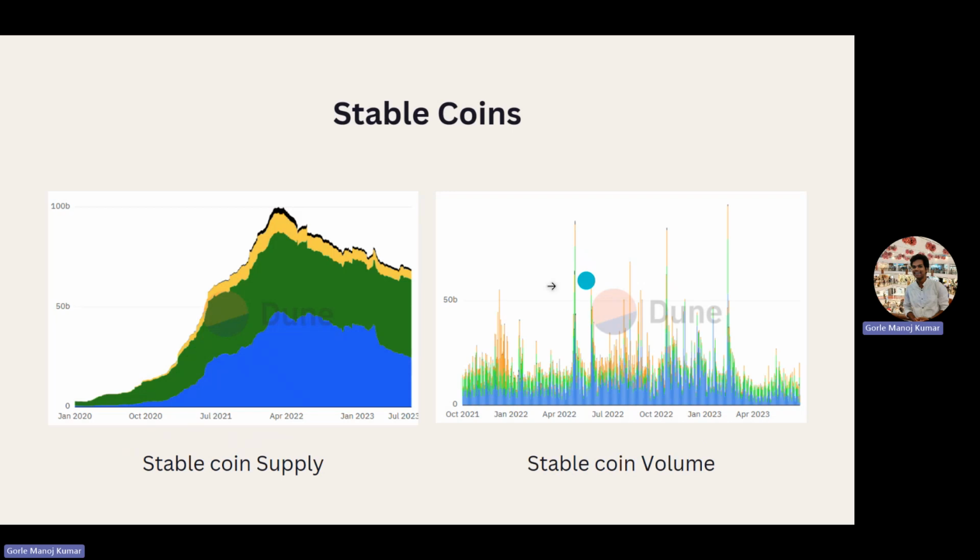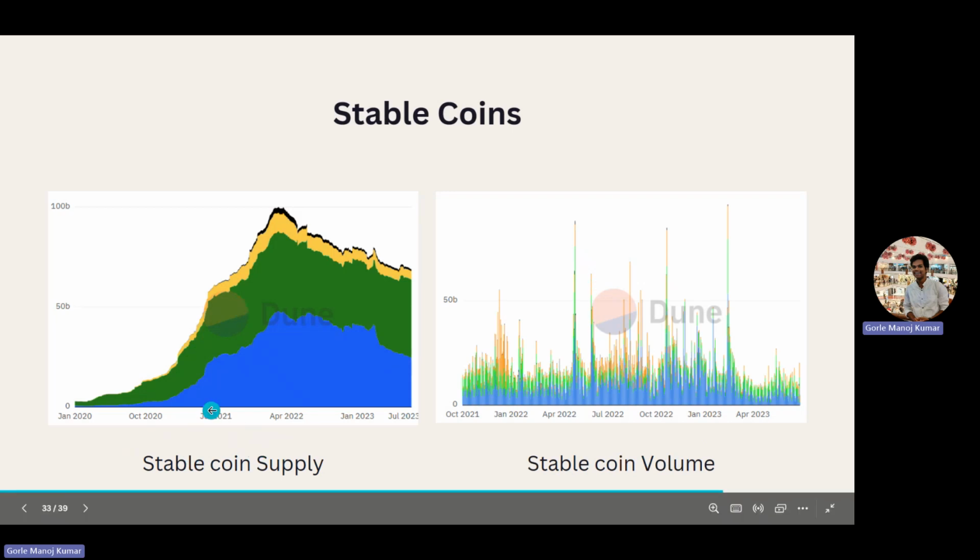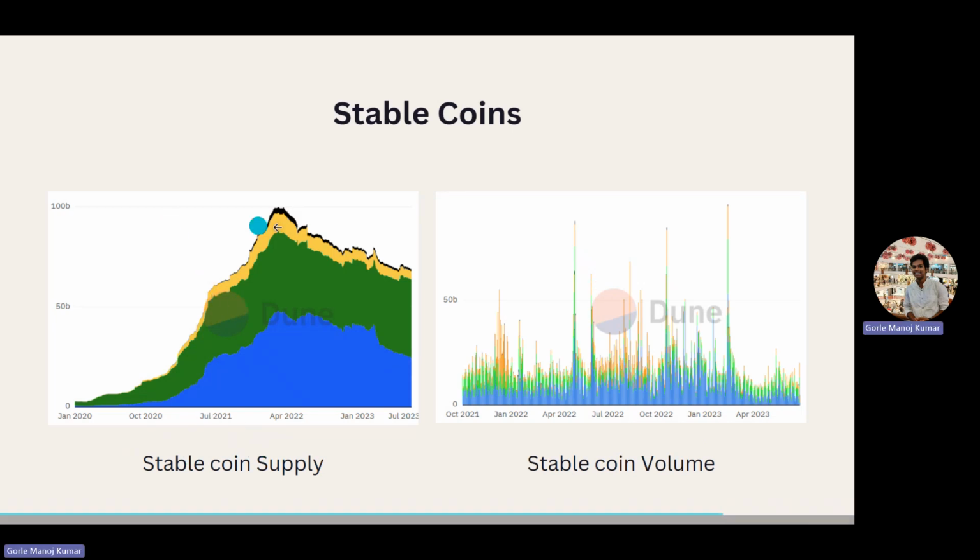If we talk about total stablecoin supply, it is around 100 billion at its peak time. So 100 billion is not a small number. And if we talk about stablecoin volume, there is a fun fact. How many of you are aware of MasterCard and Visa? Most of us, right? MasterCard and Visa enable debit and credit card transactions.